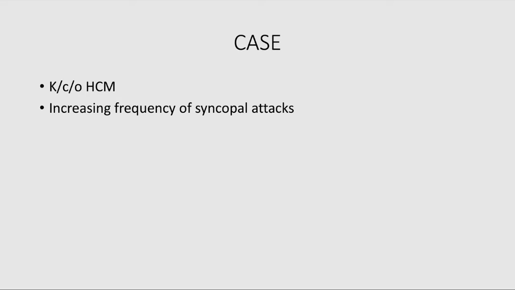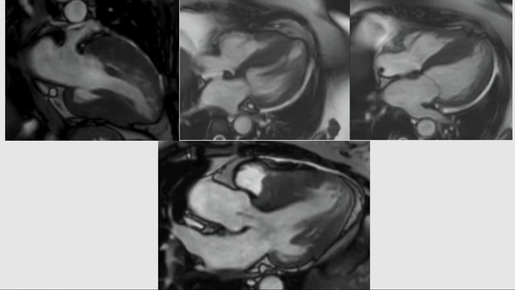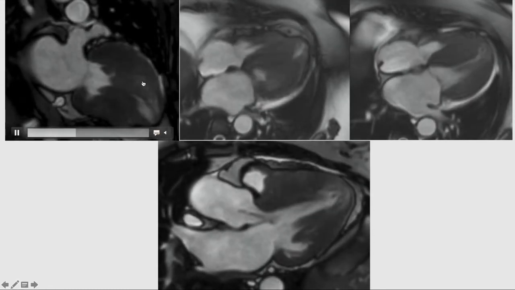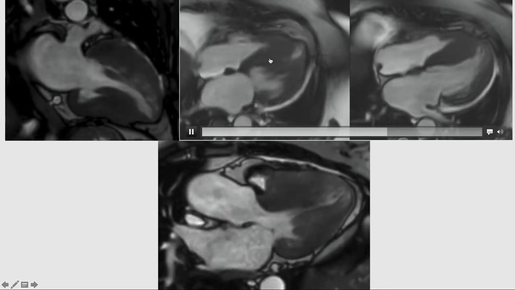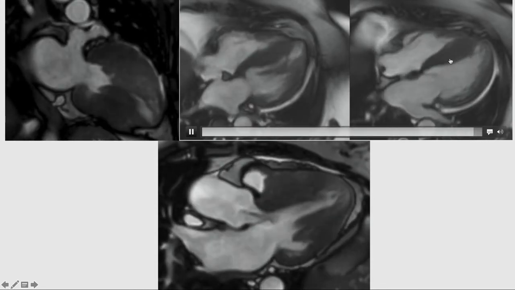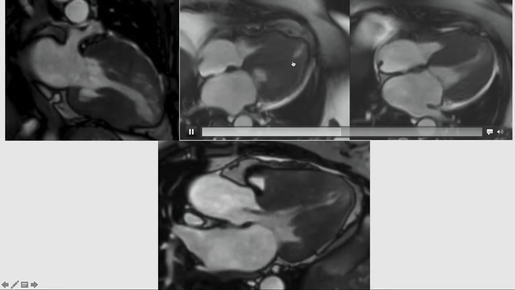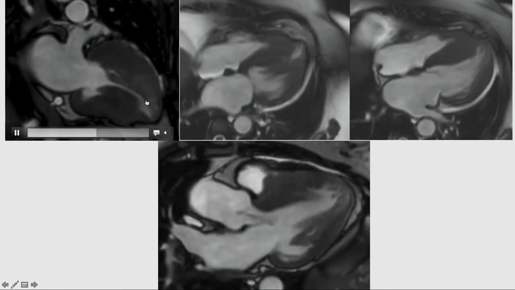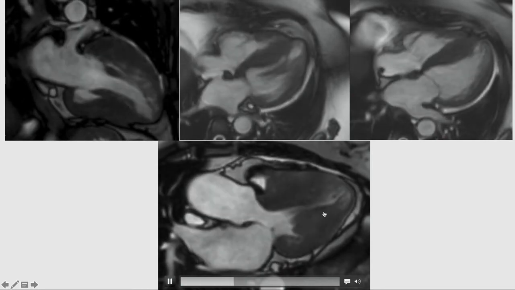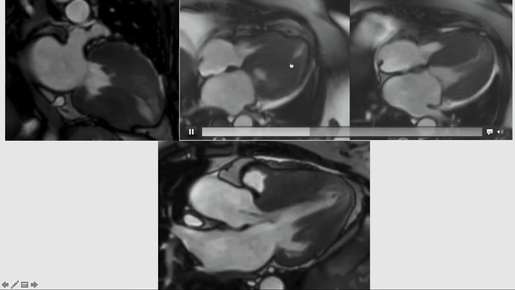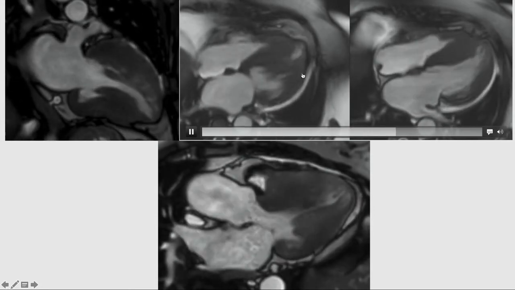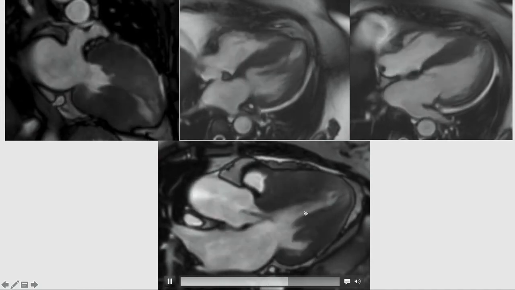So the next case is that of an elderly lady who is a known case of HCM, but now presented with increasing frequency of syncopal attacks. So what was the cause for her increasing frequency of syncopal attacks? In this patient, what we see on MRI is interesting. You are seeing significant mid-septal hypertrophy, and you can also see the papillary muscles here. The papillary muscles are arising from the apical segments rather than from the mid segment. So these two factors in this patient, namely the mid-septal hypertrophy as well as apical attachment of the papillary muscles, are leading to complete obstruction of the mid cavity of the LV during systole.